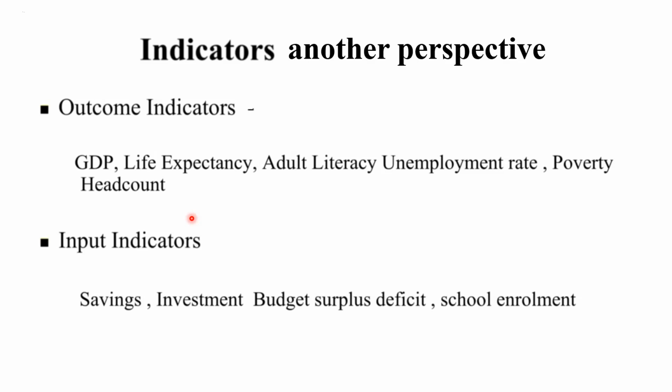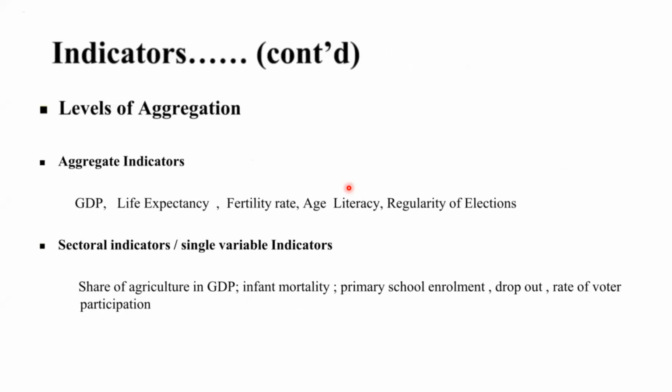That means input indicators and output indicators. Now, outcome indicators, we can refer to GDP, gross domestic product, then life expectancy, adult literacy, unemployment rate, poverty headcount, those are outcome indicators. Then in input indicators, we can define savings, investment, budget surplus, deficit, school enrollment. Okay, some can say some are input, some are output indicators, but a better way is to split the same things into economic indicators, social indicators, and political indicators.